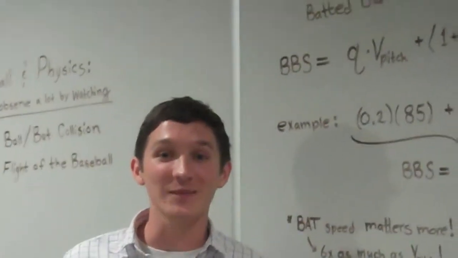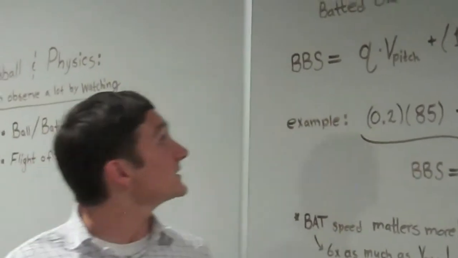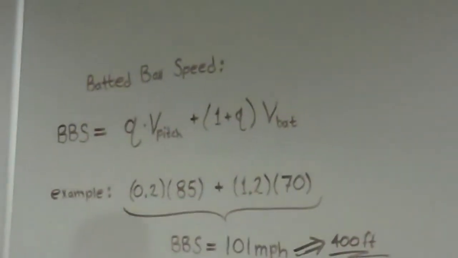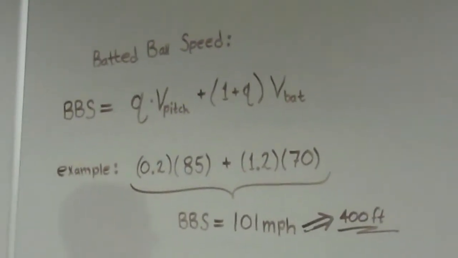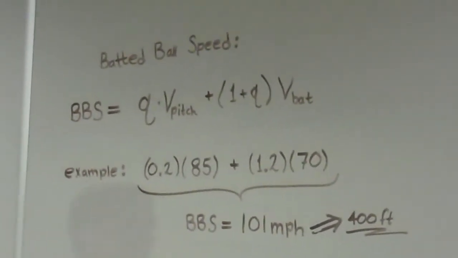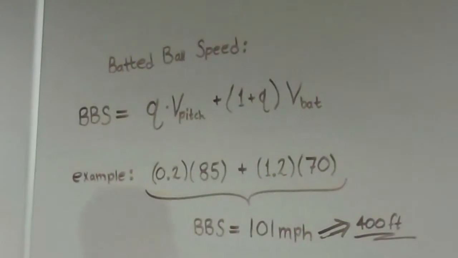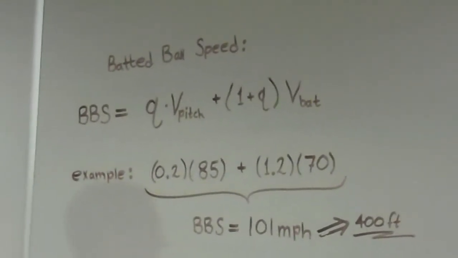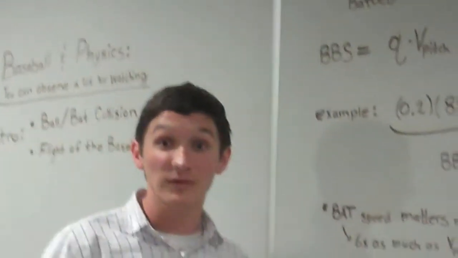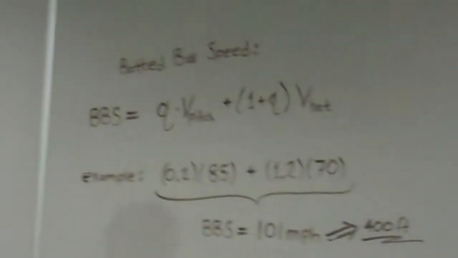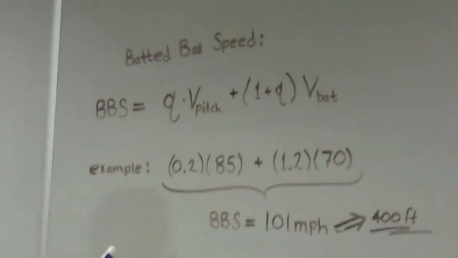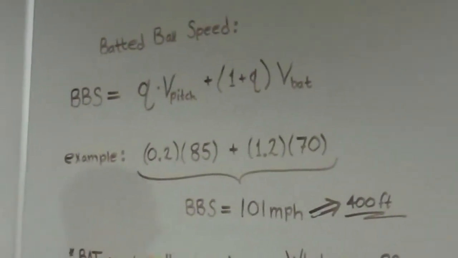The first thing we'll talk about in terms of ball-bat collision is the batted ball speed. The batted ball speed has to do with three main variables. You've got q, which is the collision efficiency, the velocity of the pitch, and the velocity of the bat. Obviously, both of those things play into how fast the ball is going to be moving when it moves off of the bat. That's what the batted ball speed is. So looking at an example, a typical q is about 0.2 for a baseball.